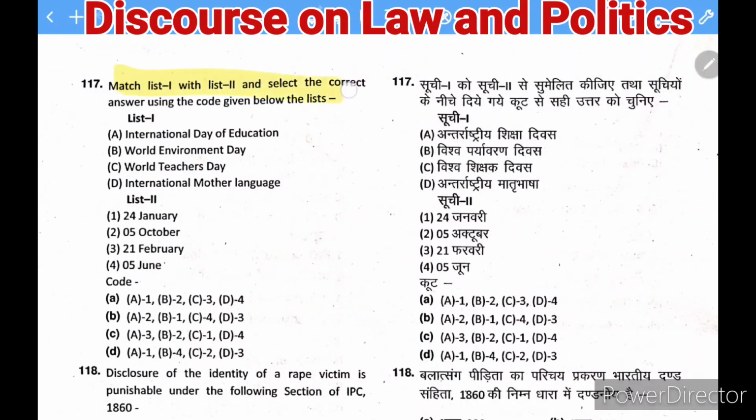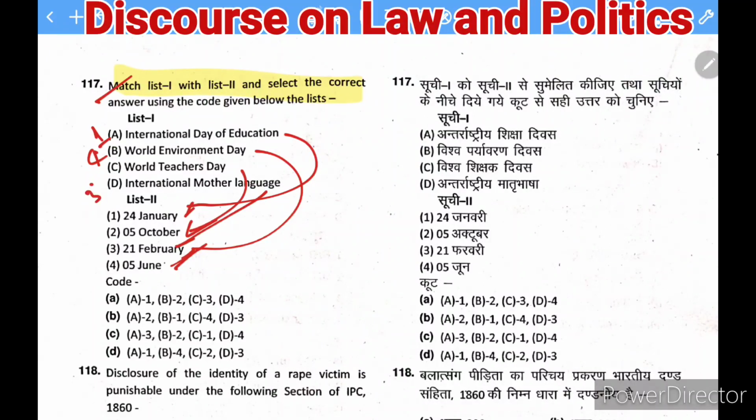This question is also from matching the list. International Day of Education is on 24th January. So just write here 1. World Environment Day is on 5th June. So just write here 4. World Teachers Day, you can find here, is on 5th October. And then International Mother Language Day is on 21st February. So it is 3 and it is 2. So 1, 4, 2, 3. Where do you find this answer? 1, 4, 2, 3. The right answer of this question is here, the D.